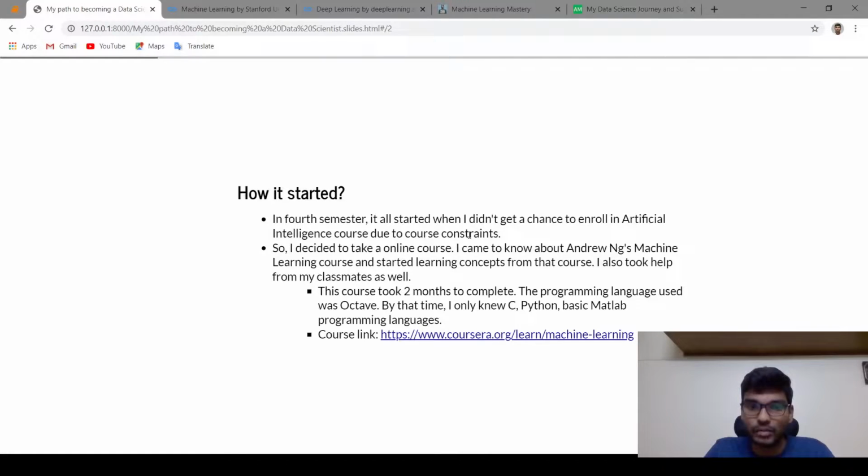And I came to know about Andrew Ng's machine learning course and started learning concepts from that course. My seniors had recommended this course to me. I also took help from my classmates as well because they had already enrolled in the artificial intelligence course that was offered in the institute. This course took around 2 months to complete and the programming language used was Octave for the assignments. By that time, I only knew C programming, Python and basic MATLAB. But Octave was similar to MATLAB, so I was able to complete all the assignments in that course.